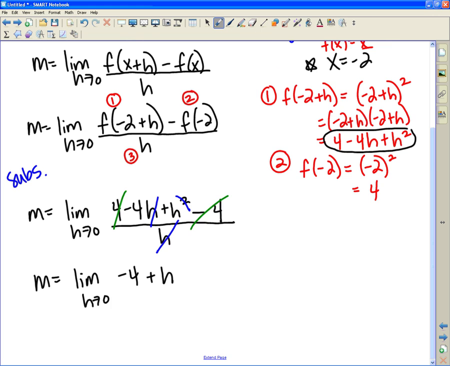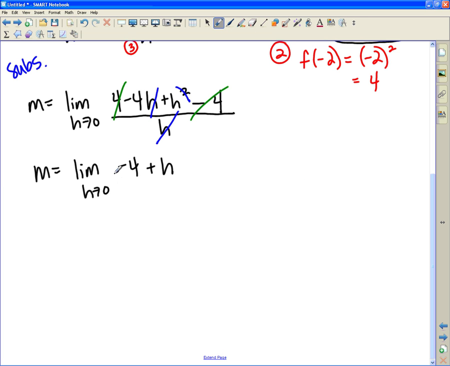This is a step that you guys need to go ahead and finish. So you're supposed to say h can equal 0 now, so m equals what? Negative 4. We've done part 1, which was find the slope. What's part 2?